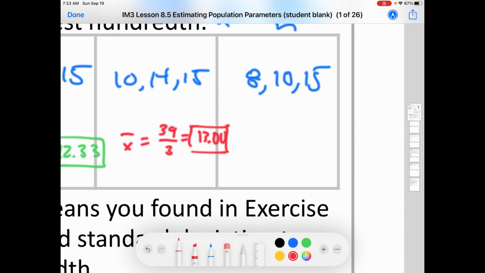And then this one you can just do on your own. You can put it in your calculator, but 18, this one's 33 divided by 3. So this one is 11.